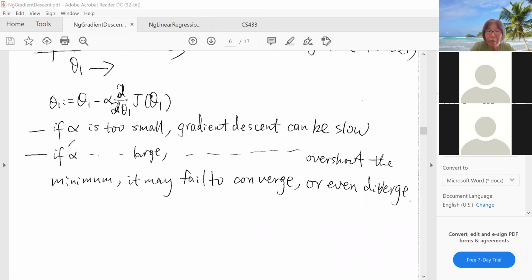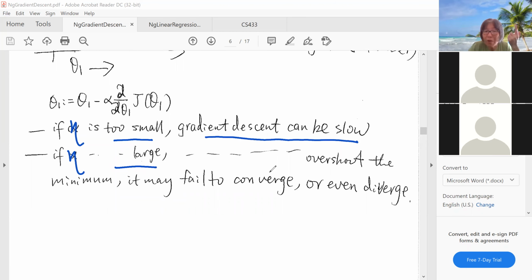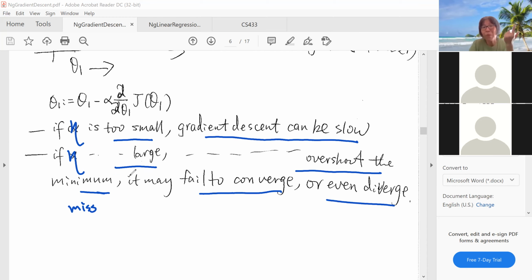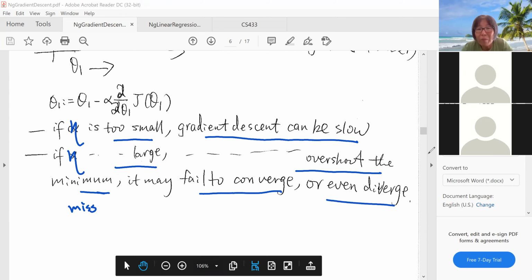And also over here, this is regarding learning rate. If the learning rate is too small, then the gradient descent will be slow for the updates. That's obvious. And if it is too large, then it can cause overshoot of the minimum point. So it may miss the minimum point. If that's the case, then it will fail to converge or even diverge. So we don't want it too slow, and we also don't want it to overshoot.